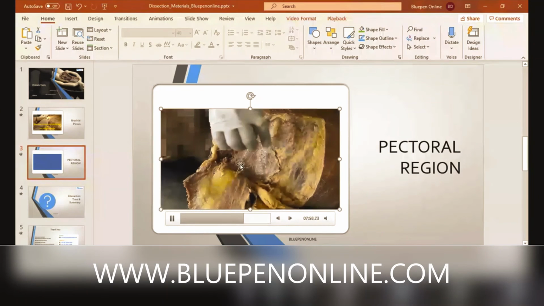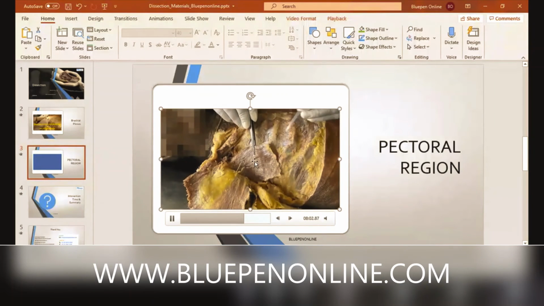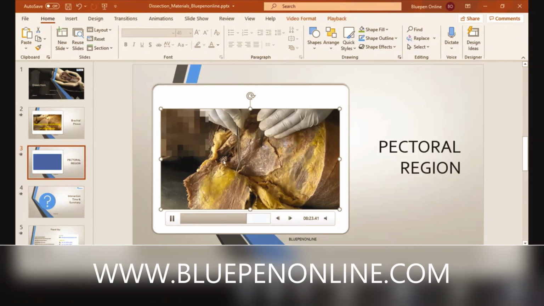After removing the pectoralis major, now you are seeing the pectoralis minor. The pectoralis minor is also a triangular muscle, supplied by the medial pectoral nerve and lateral pectoral nerve. It takes origin from the 3rd, 4th, and 5th ribs, not from the costal cartilage, and it inserts into the coracoid process of the scapula.